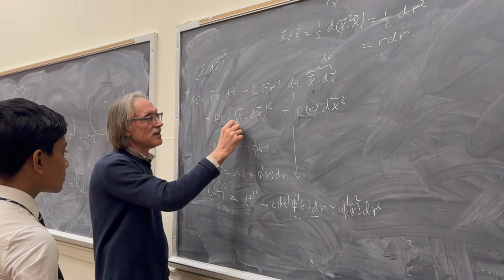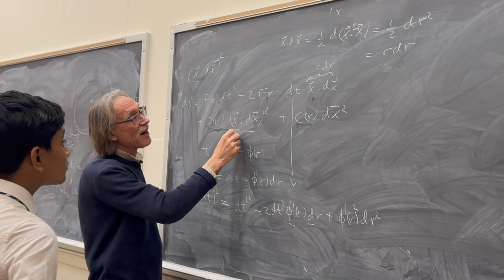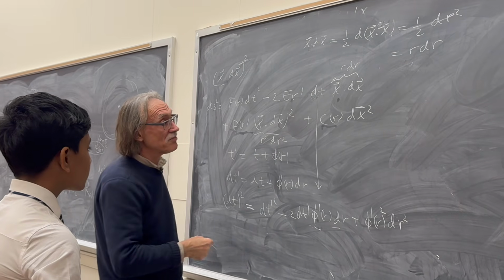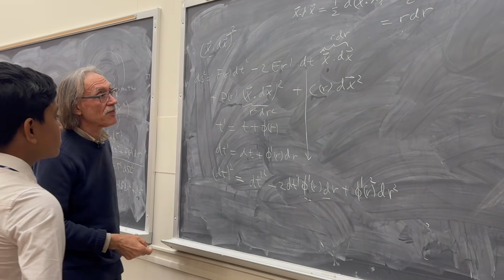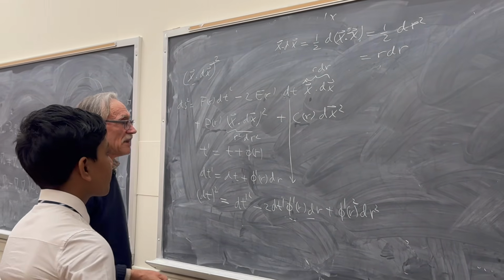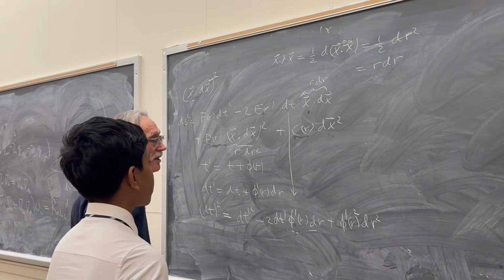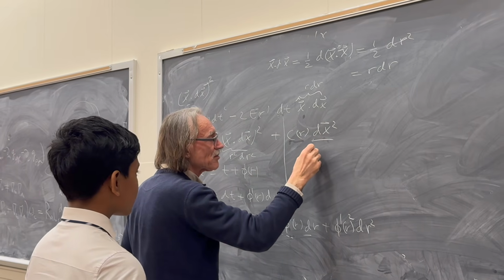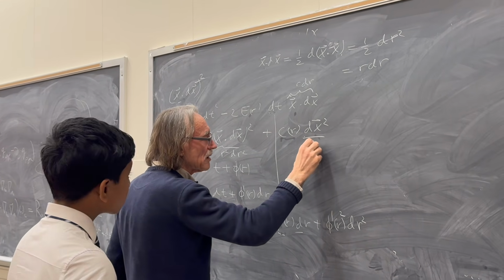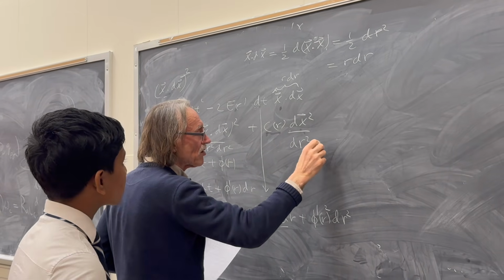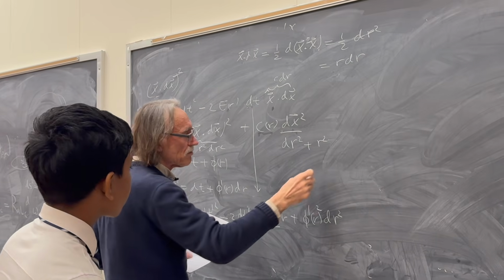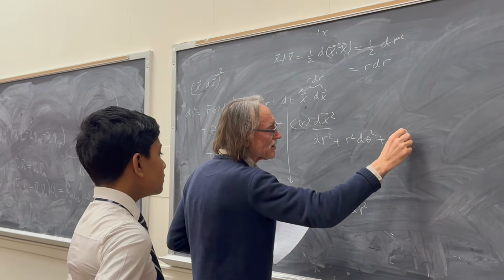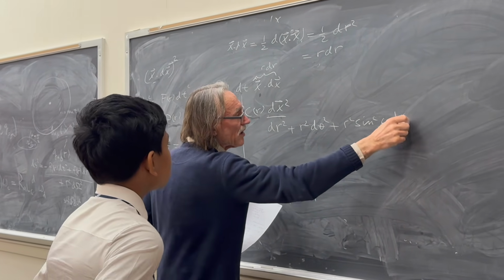For this one, that was equal to r dr. So this is equal to r squared dr squared, and here we have dx squared, that is like dx squared plus dy squared plus dz squared is equal to dr squared plus r squared times d theta squared plus r squared sine squared theta d phi squared.